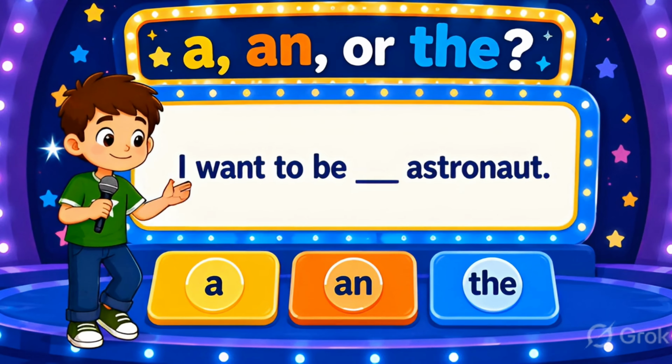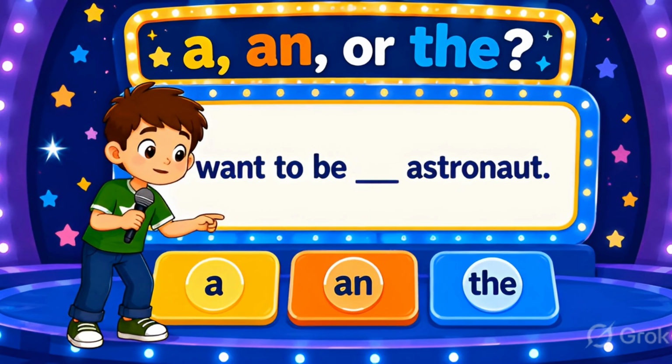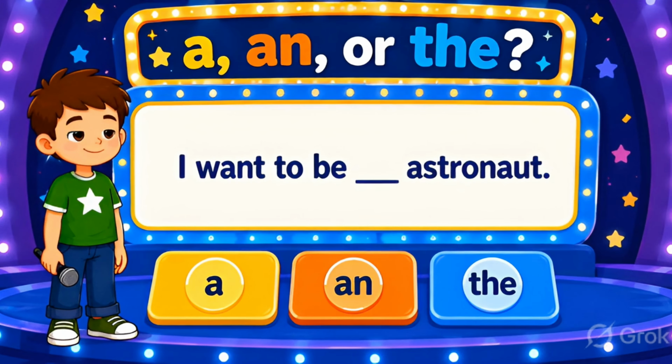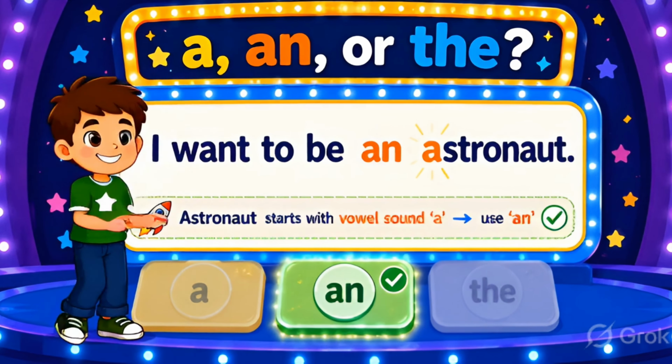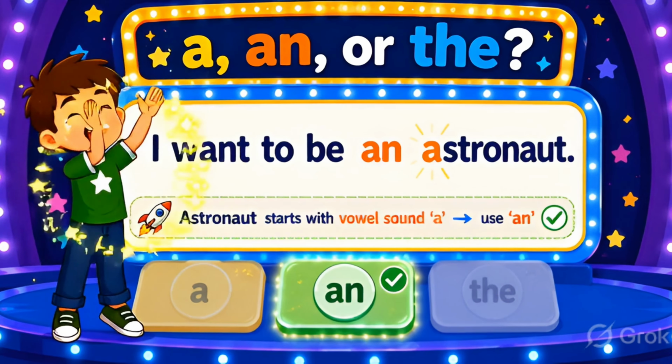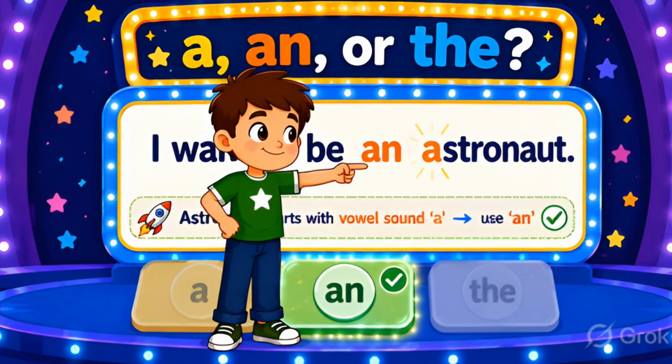Game time. Fill in the blank: a, an, or the. I want to be blank astronaut. Think about the sound the next word starts with. Astronaut starts with the vowel sound a, so we use an. A astronaut sounds wrong and is incorrect. Always listen to the sound.